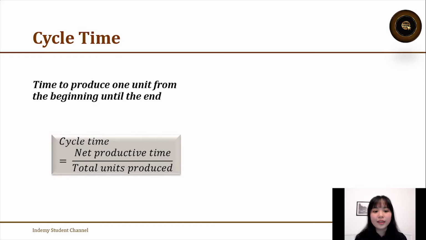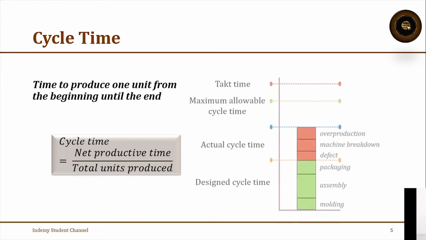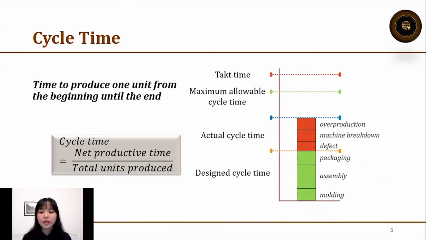Actually, there are three types of cycle time. I will show you from the graph to understand it better. There are design cycle time, actual cycle time, and maximum allowable cycle time.